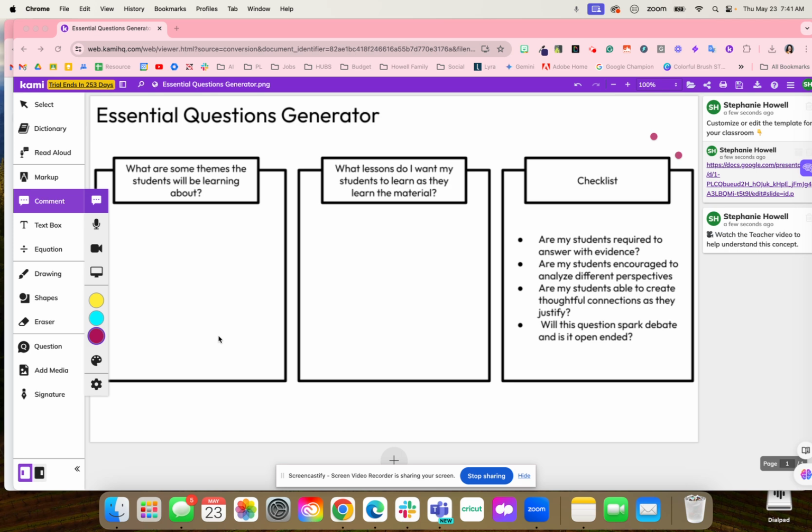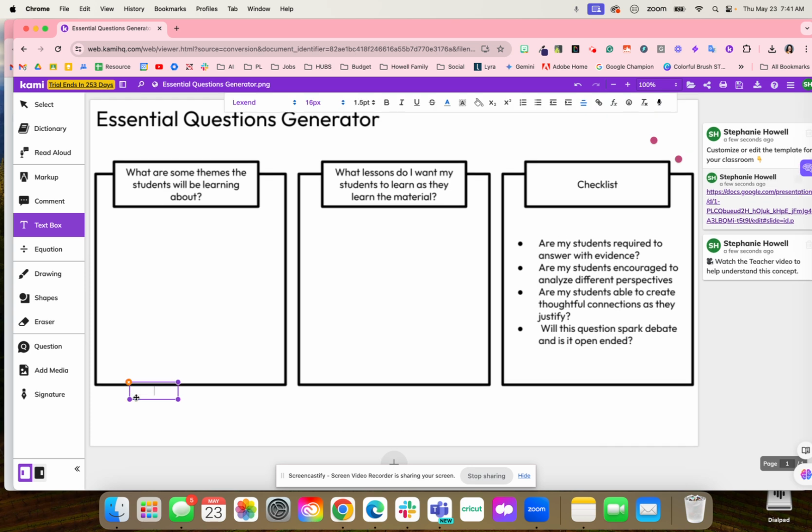And then there's a checklist to help you. As you're brainstorming these two areas in the generator, you're then going to think about, are my students required to answer with evidence? Are my students encouraged to analyze different perspectives based on that? Are your students able to create thoughtful connections as they justify? Will this question maybe even spark debate? So you want to make sure that your question has all of those things.